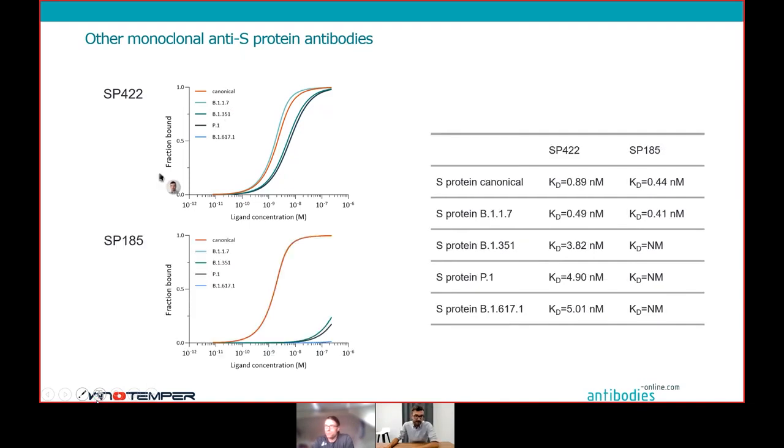Then, to our surprise, the second one we tested, the SP185 antibody, again showed picomolar affinity to the wild type and the B117, with curves perfectly overlaying. But for the latter three variants, we didn't see binding at all. Maybe at the very highest concentration there was some onset. You would need much higher concentrations to get the KD value here, probably around 1 micromolar, but in the concentration range we tested, there was no binding at all. So apparently these amino acid substitutions can completely abolish the binding of this antibody.